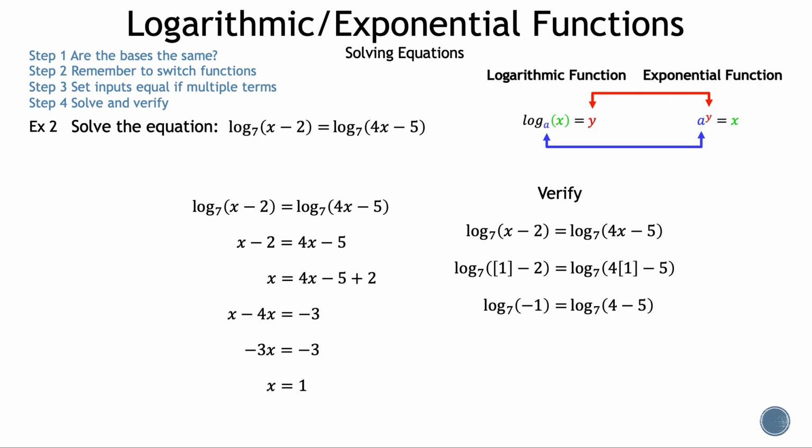Now, let's simplify. 1 minus 2 is negative 1, and 4 times 1 is 4. Let's simplify a bit more, and 4 minus 5 is negative 1. So now we have the log of negative 1 with base 7 is equal to the log of negative 1 with base 7.